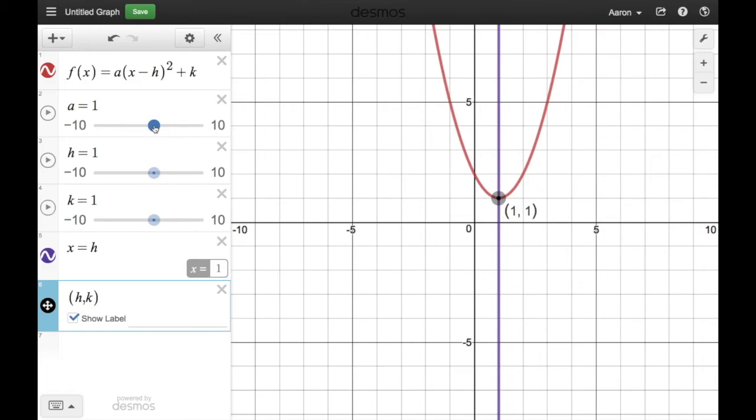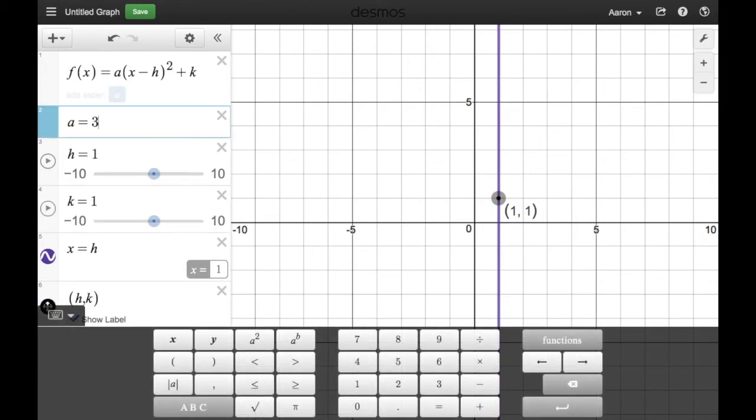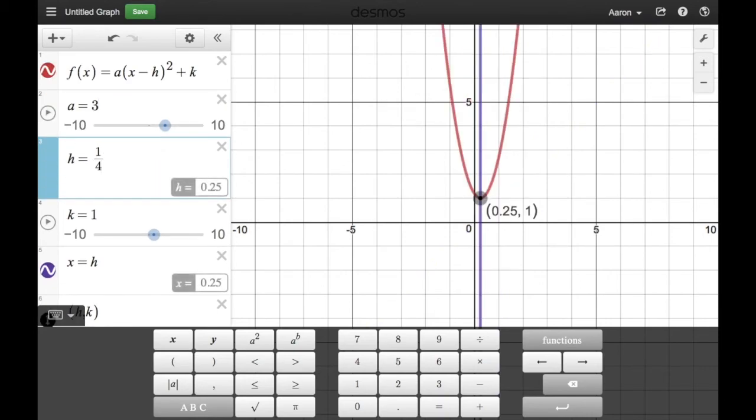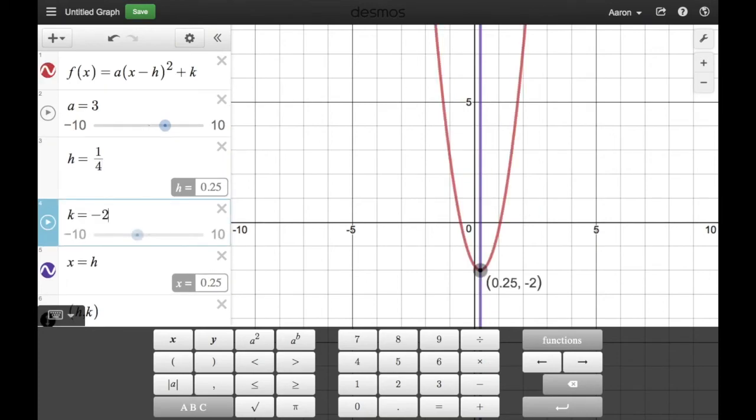All right, so example 1 is f of x is equal to 3. I'm just going to type in a 3, parentheses x minus 1/4, and k is equal to negative 2, minus 2. There it is. This is our parabola. This is what it looks like. And we can see that we do have a minimum at positive 1/4, negative 2.